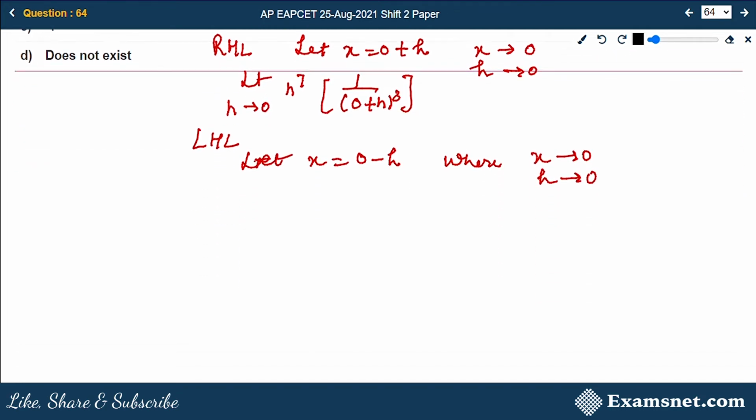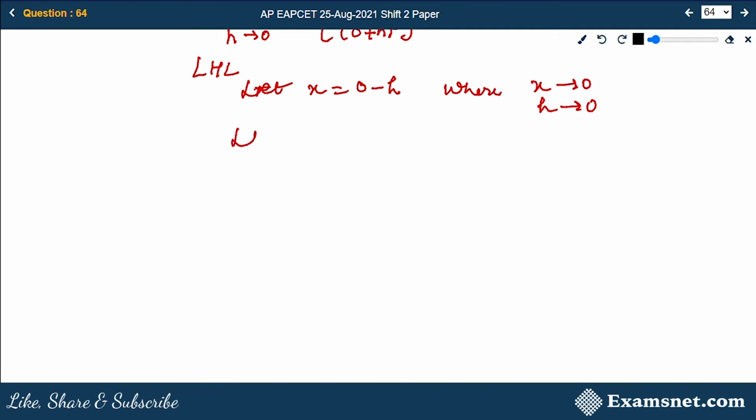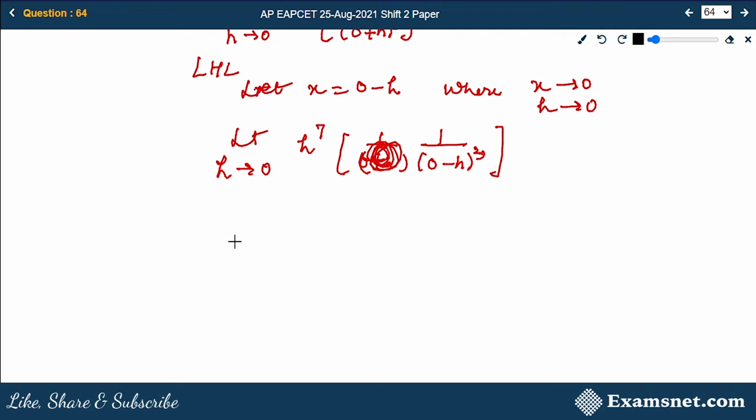So this left hand limit will become limit h approaches 0, h raised to power 7, 1 upon 0 plus h, minus h, 1 upon 0 minus h raised to power 3, right? So this means limit h approaches 0 minus h raised to power 7 into minus 1. Because it is moving towards the negative side, the greatest integer function will take the more negative value. It will take minus 1.